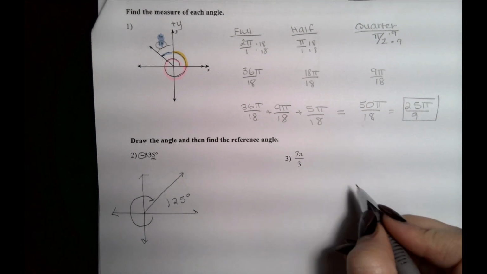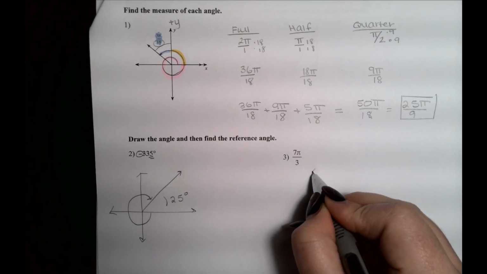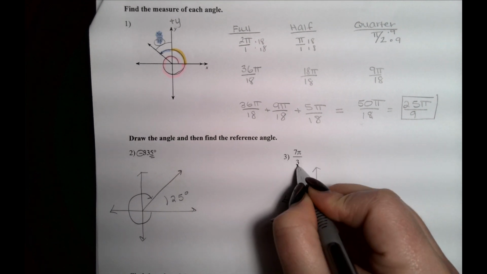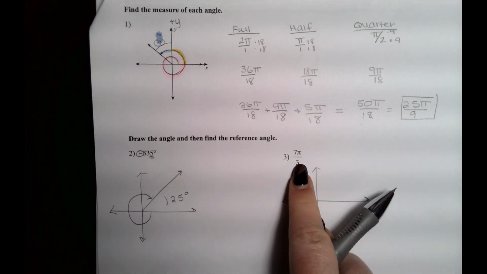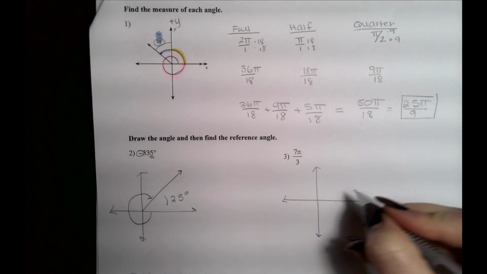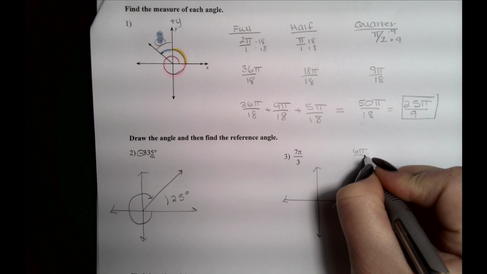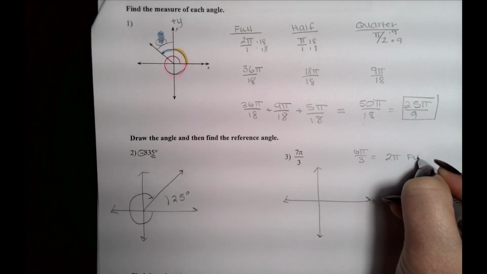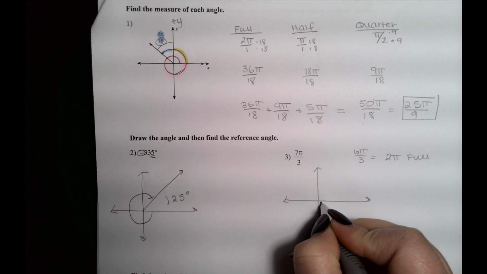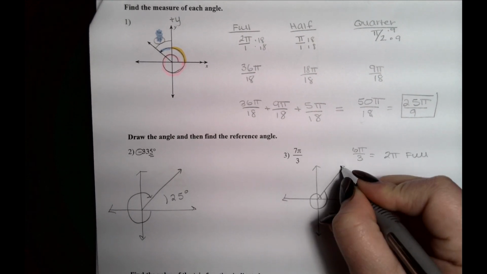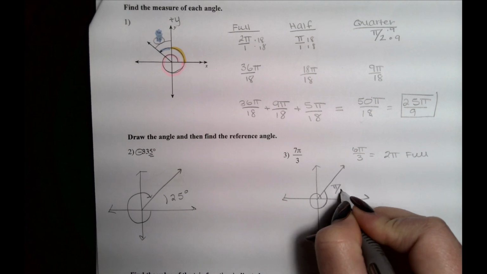Next we have 7 pi thirds. Let's draw this out. Again, almost a full cycle, actually even a little bit more than a full cycle. I'm looking at 7 pi thirds. If we have 6 pi thirds, 6 divided by 3 is 2 pi. This is a full cycle. So that means we're a little bit past a full cycle. We're still in quadrant 1, but our reference angle is pi thirds.